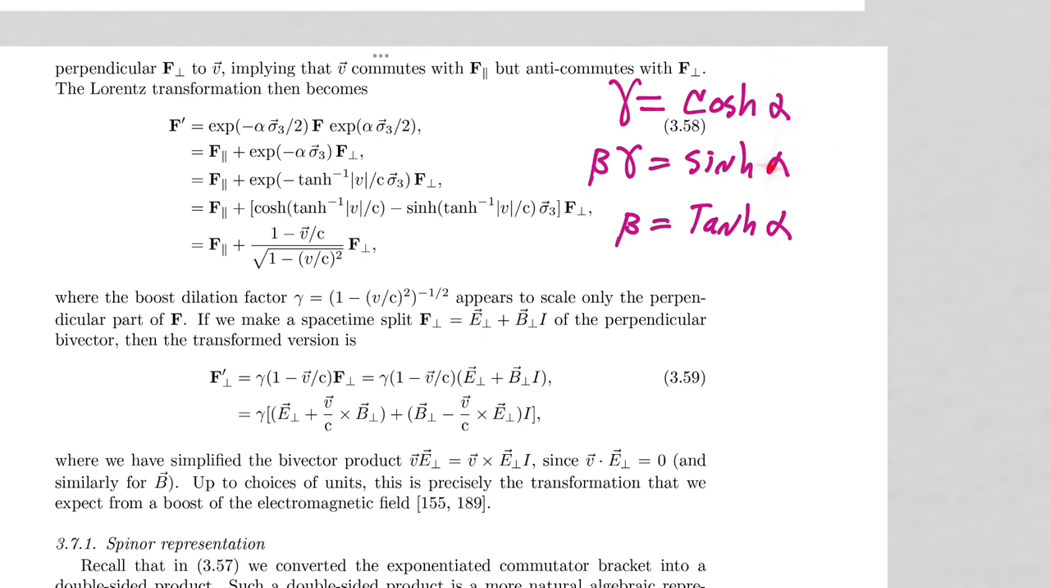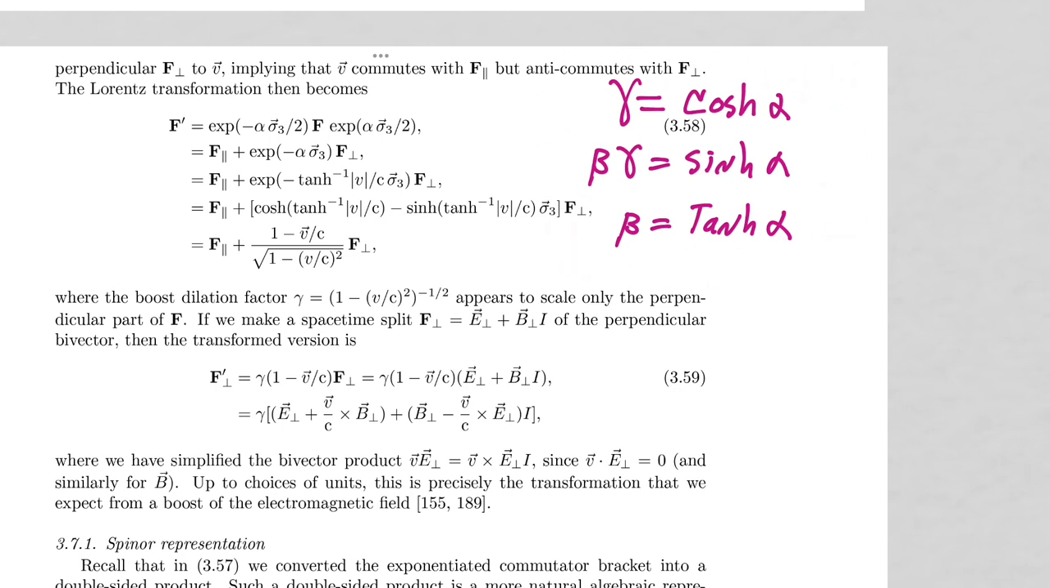I had V over C here, which is beta, but beta is the hyperbolic tangent of the rapidity, beta gamma is the hyperbolic sine of the rapidity, gamma is the hyperbolic cosine of the rapidity. Okay, so with these substitutions, you can deduce what this is. The inverse hyperbolic tangent of V over C is the rapidity. So this is the hyperbolic cosine of the rapidity. Likewise, this is the hyperbolic sine of the rapidity.